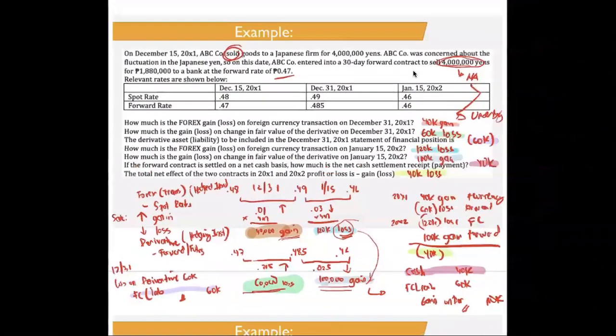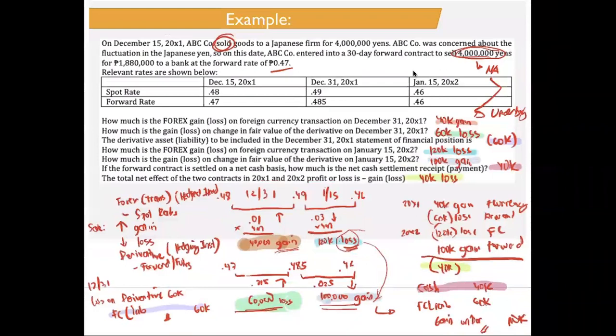O, di ba? Napakadali. Madali lang siya. Kailangan lang ninyong i-account yung dalawa. Yung transaction, alam na ninyo yan. Yung derivative, mag-compare lang kayo. Same lang din. Yun nga lang, spot rate yung gagamitin sa transaction. Doon sa derivative, ang kailangan ninyong gamitin is yung forward rates. Yung gain doon sa derivative, so kung may gain dito, yun naman yung loss doon sa kabila. Kung may loss doon, yun naman yung gain sa kabila. Ganon yung pag-account natin sa gains or losses.